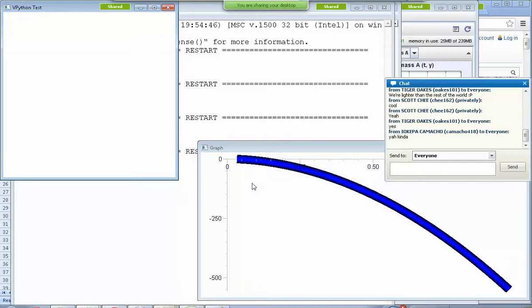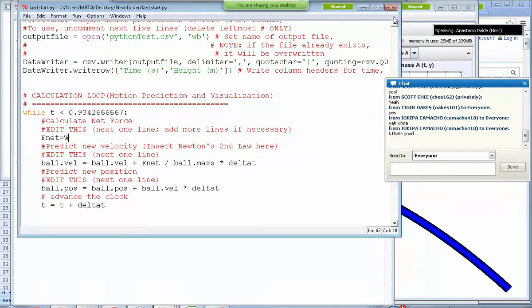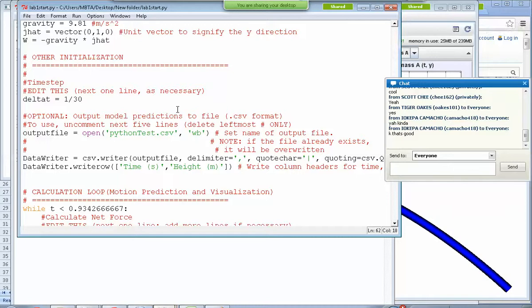Whoa, whoa, whoa, whoa! That thing went fast and far. What happened? I know what happened exactly. The weight isn't just gravity j hat. It's the weight is mass times gravity. So I need to put the ball's mass up here.